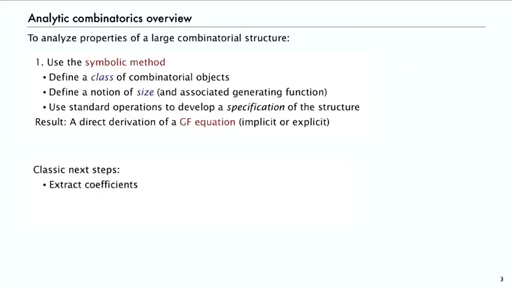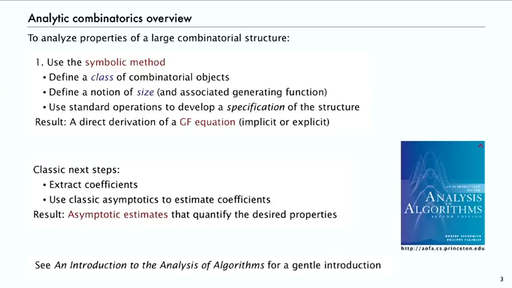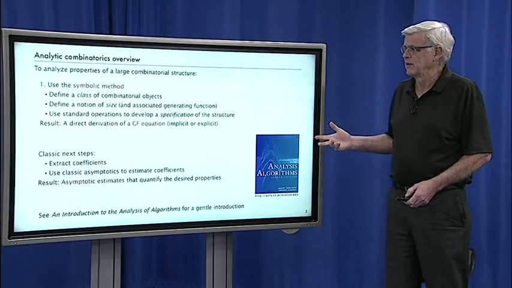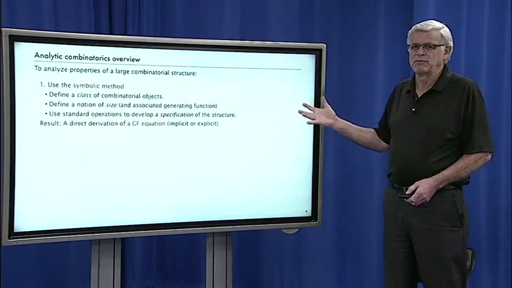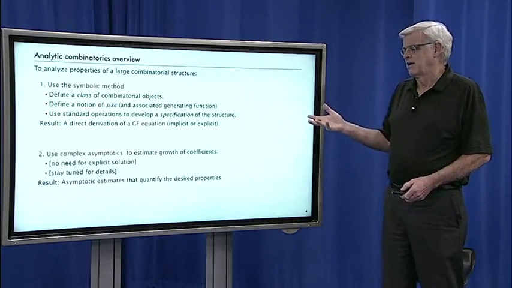And then the classic next steps are to extract coefficients and use classic asymptotics to estimate them, and eventually get asymptotic estimates that quantify the desired properties. This general approach is what we covered in Part 1 and is covered in our second edition of our book, Introduction to Analysis of Algorithms. For Part 2, we're going to talk about the symbolic method in more detail and many other examples.